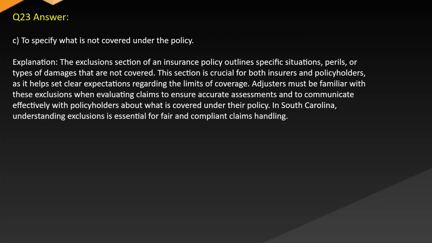Answer: C. To specify what is not covered under the policy. Explanation: the exclusions section of an insurance policy outlines specific situations, perils, or types of damages that are not covered. This section is crucial for both insurers and policyholders as it helps set clear expectations regarding the limits of coverage. Adjusters must be familiar with these exclusions when evaluating claims to ensure accurate assessments and to communicate effectively with policyholders about what is covered under the policy. In South Carolina, understanding exclusions is essential for fair and compliant claims handling.